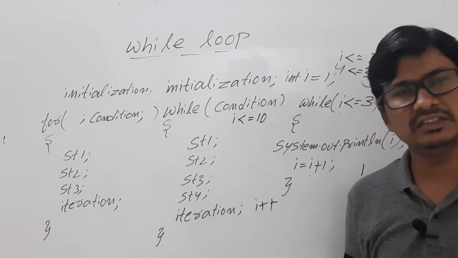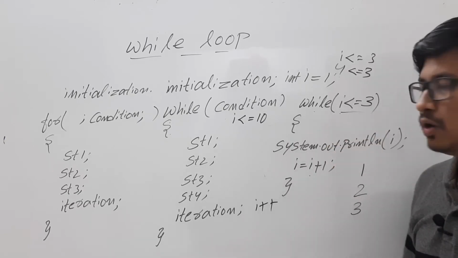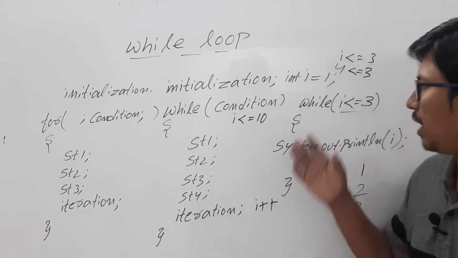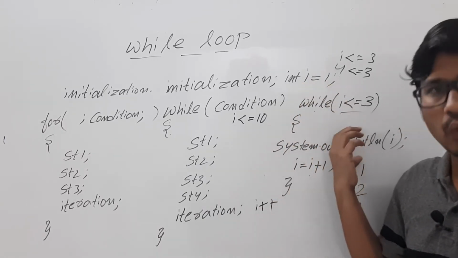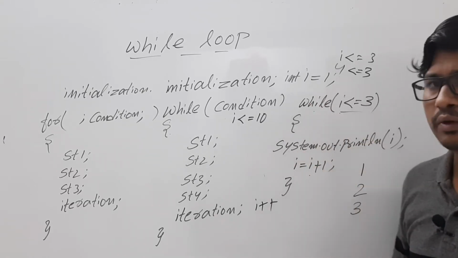Is 4 less than 3? No. Is 4 equal to 3? No. So this condition has failed now. Once the condition fails, it will come out of the while loop. I hope you have understood the logic behind printing the numbers from 1 to 3, or this you can extend to 1 to 10 or 1 to 100 using the while loop.